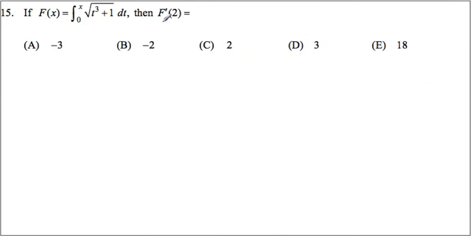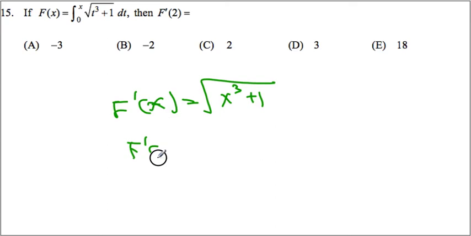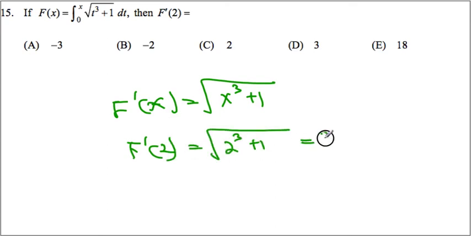Here, let us try to look into this one. F prime of x would have been equal to, simply substituting this value in place of t, the cube root of x cubed plus 1. So f prime of 2 means the cube root of 2 cubed plus 1, which in fact becomes 3. And that becomes our final answer.